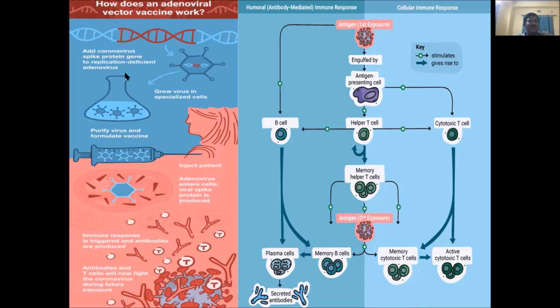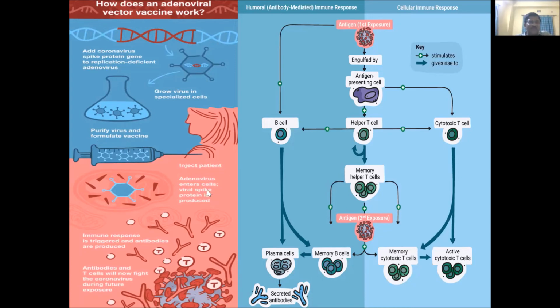What is done here? The coronavirus spike protein gene is introduced into the replication deficient adenoviruses. So this is the spike protein gene, and it has been introduced into the replication deficient adenovirus molecules. Then you grow the virus molecules in specialized cells, purify the recombinant gene receiving viruses, formulate the adjuvant molecules for the vaccine, and inject into the patient.